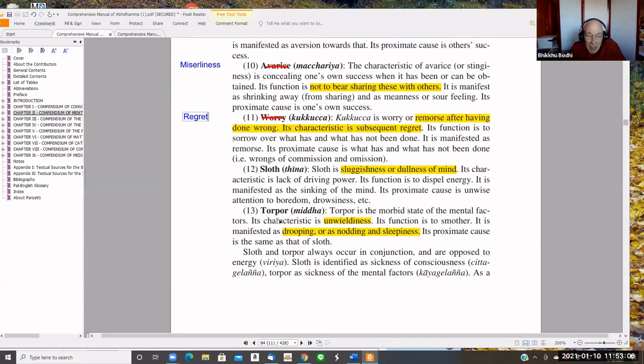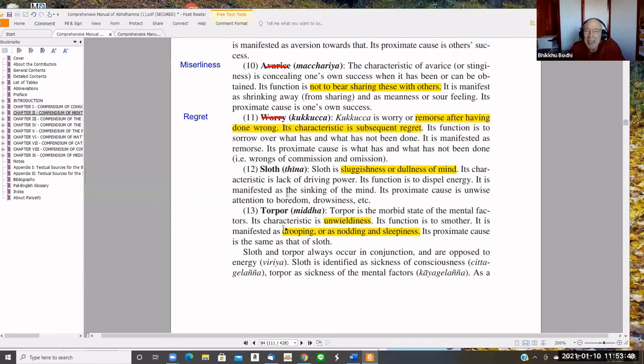Then we come to two unwholesome qualities that usually are joined together, sloth and torpor, which I now render as dullness and drowsiness. So tina is sluggishness or dullness of mind. And maybe it can be seen in the sinking quality of the mind. And the counterpart, mida or torpor, which can be understood as drowsiness, is manifested as drooping, nodding, and sleepiness, but not the normal sleepiness when nighttime comes, when your normal sleeping time comes.